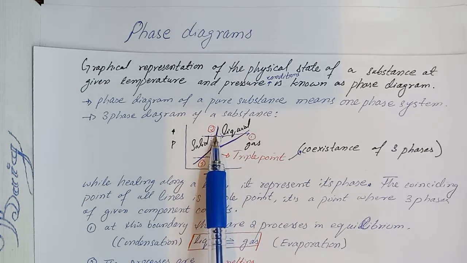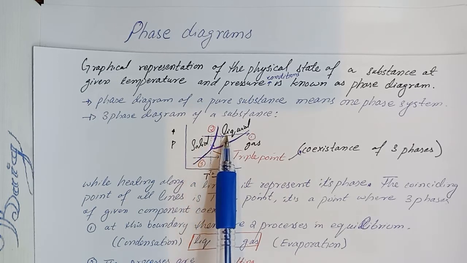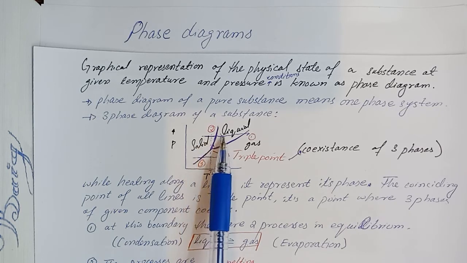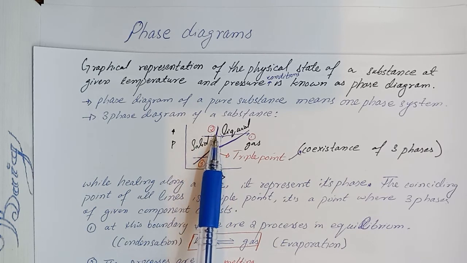And the second phase boundary is the boundary between the solid and liquid, and if we move from the state of solid to the state of liquid, the process is known as melting, and the reverse process is known as freezing. And at the phase boundary, the processes of melting and freezing are coexisting or in equilibrium.